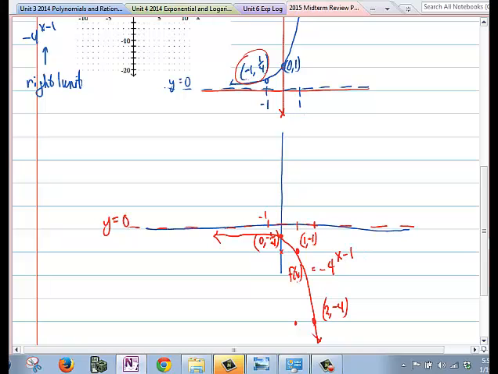Hopefully this video has helped you refresh your memory on how to plot exponential functions with translations using nice, simple point-for-point plotting for the parent function, and then you do your transformations with those points.